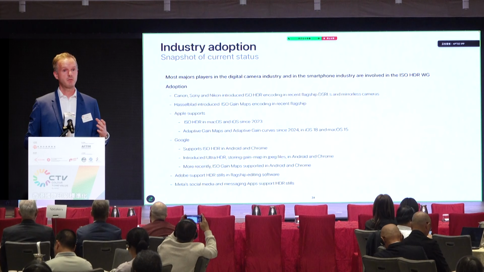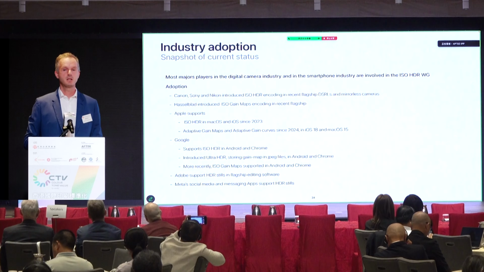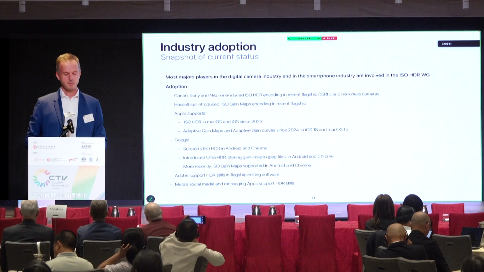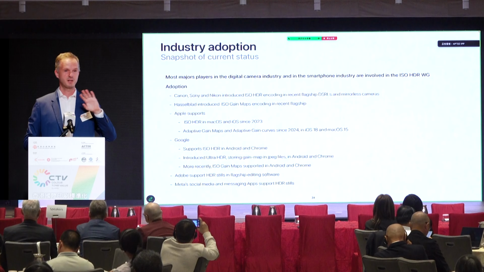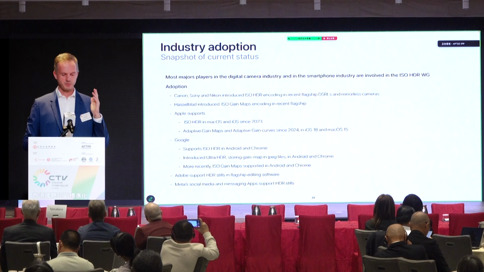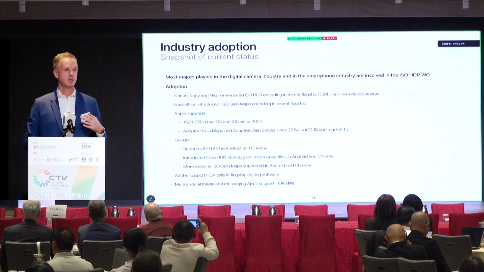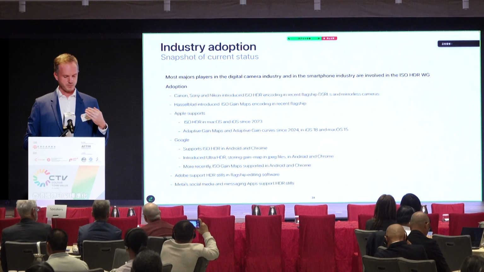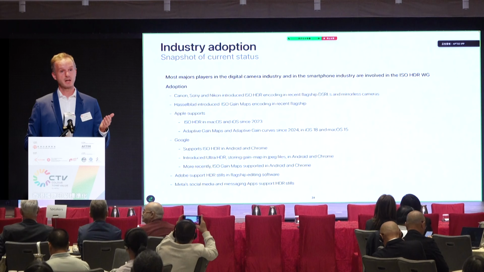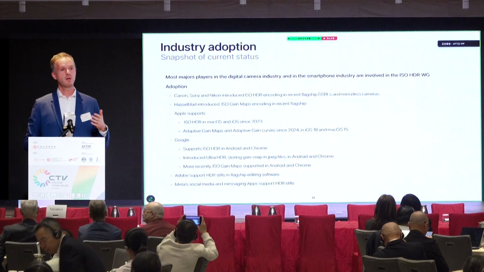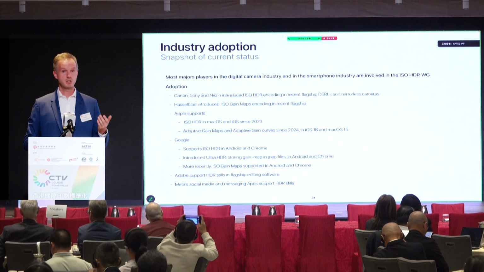Hasselblad just introduced a medium format, more than full frame, high quality HDR camera that stores images as HDR and shows you the images as HDR in the viewfinder and on the back display. As I mentioned, Apple supports this in macOS and iOS. Google also supports this on Android and Chrome. It's been adopted by Android smartphones as well, such as all the flagship Chinese smartphones, Huawei, Vivo, Oppo. They all support gain maps and HDR technology.